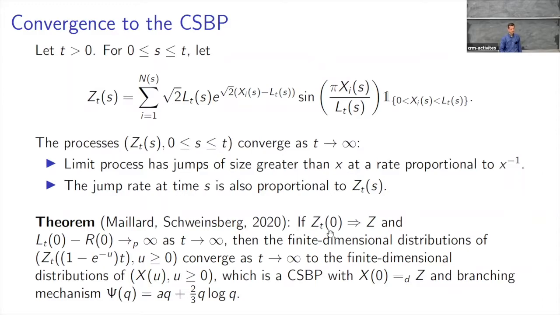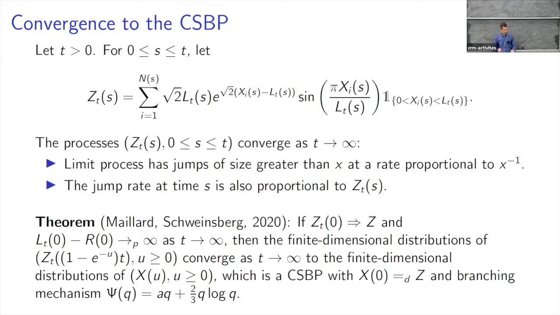So we assume that Z_t(0), that's our measure of the size of the process at time 0, converges in distribution to some limit random variable Z. And that's typically going to mean that the initial configuration of particles will depend on t. We'll also assume that L_t(0) minus the location of the rightmost particle at time 0 converges in probability to infinity. So this means that the rightmost particle at the initial time starts out well below the right boundary at L_t(0). And then the finite dimensional distributions of these processes Z_t converge as t goes to infinity to the finite dimensional distributions of Neveu's continuous state branching process with branching mechanism a times q plus 2/3 q log q.